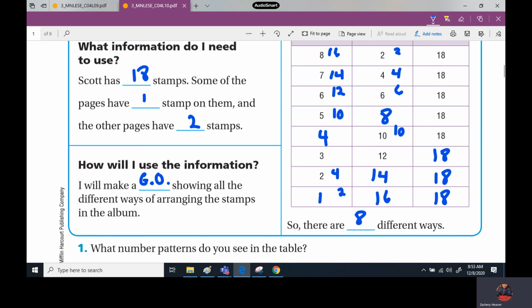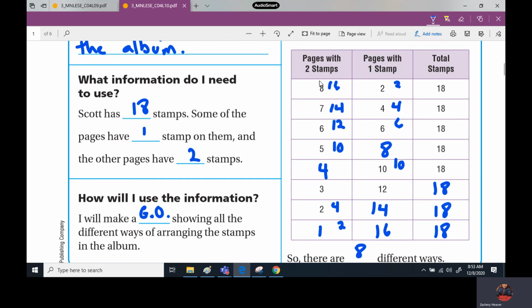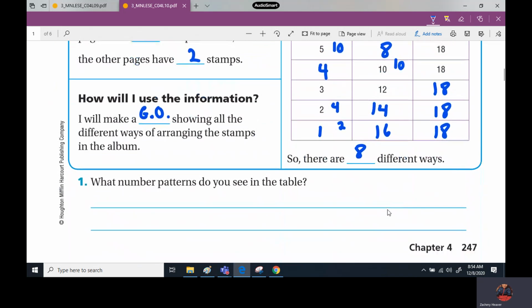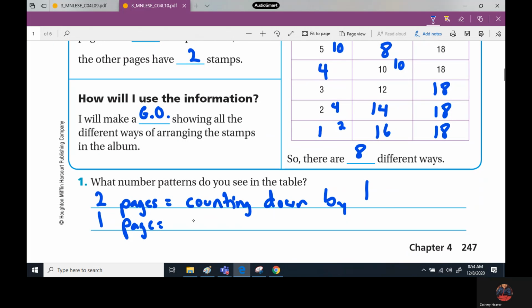What patterns do we see on the table? Well, the pages with 2 stamps are counting down by 1, and the pages with 1 stamp go 2, 4, 6, 8, 10, 12, 14, 16. So the 2-stamp page is counting down, and the 1-stamp page is skip counting by 2s.